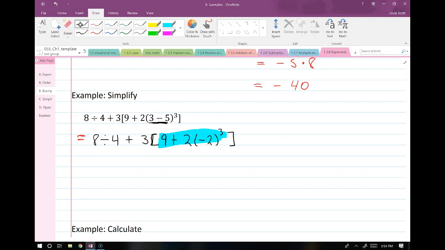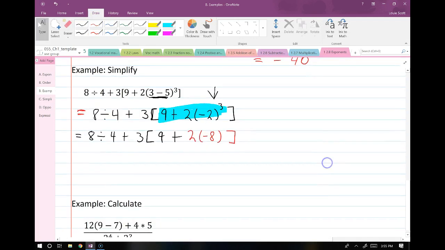So the next thing I do in here, I go through, I have an exponent. We know that we have to handle those before we do multiplication and division, so that's what I'm going to do. So I have 8 divided by 4 plus 3 times 9 plus negative 2 cubed. What is that? Positive or negative? Negative. Good, yeah, it's cubed, right? So there's 3 lined up. That means the result is negative, which means I have 2 times a negative 8 here.